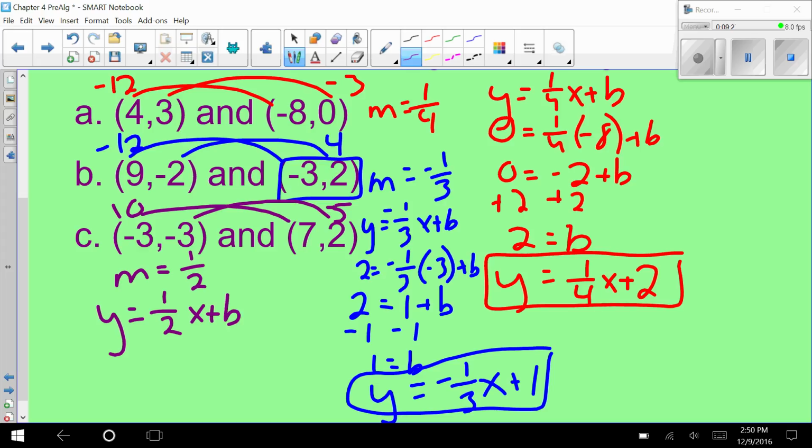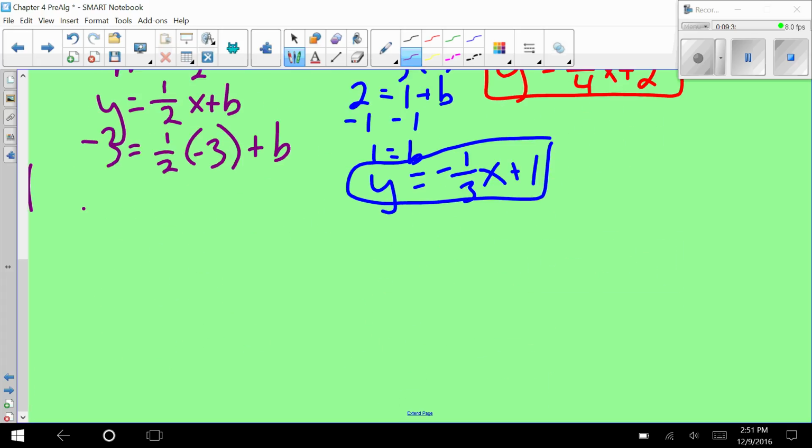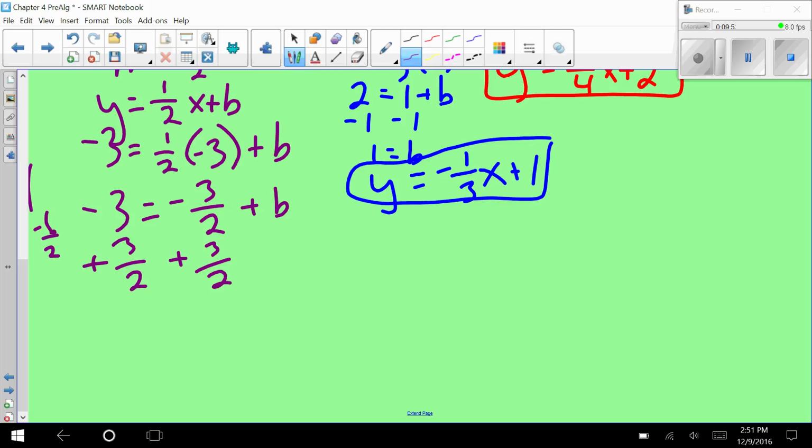Now I can use either point. I'm going to use negative 3, negative 3. So negative 3 equals 1/2 times negative 3 plus b. Need a little more space here. Well, 1/2 times negative 3 is negative 3/2. So I add 3/2 to both sides. Remember, negative 3 is negative 6 over 2. So I end up with 3 over 2, or 1.5, equals b.